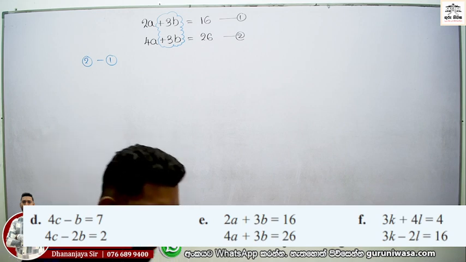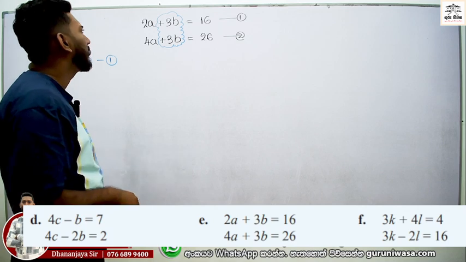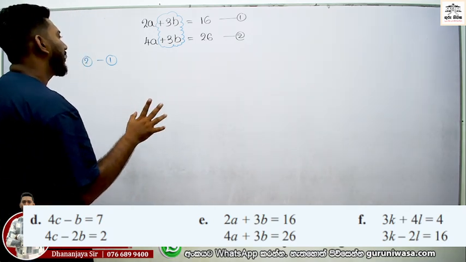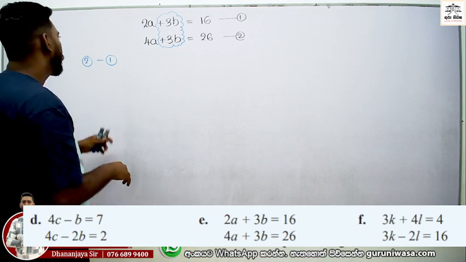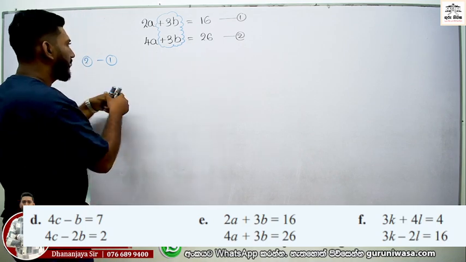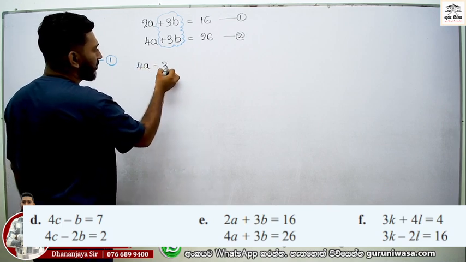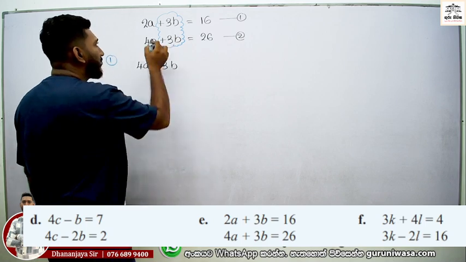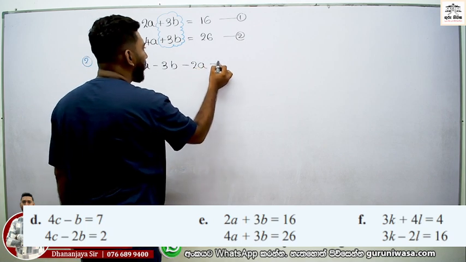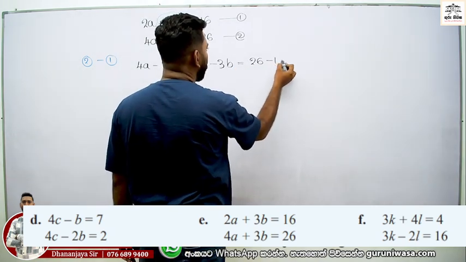Right. Now I'm going to discuss it. Equation number 2 and equation number 1, we have to find the difference between them. Equation number 2, left hand side is 4a plus 3b. Subtract means you need to write the inverse: minus 2a minus 3b equals 26 minus 16.